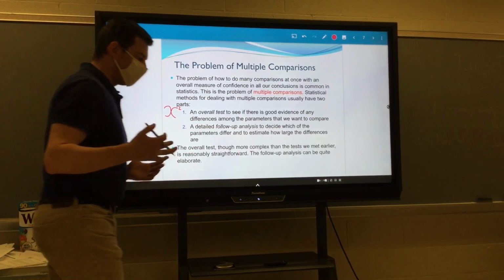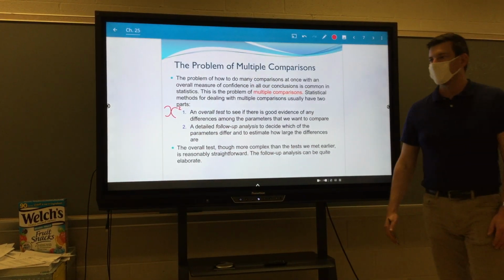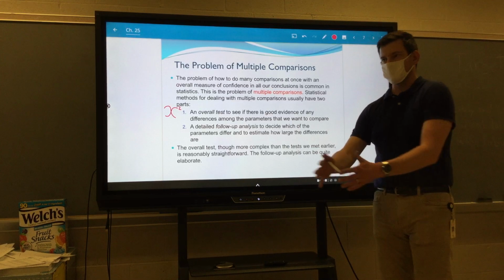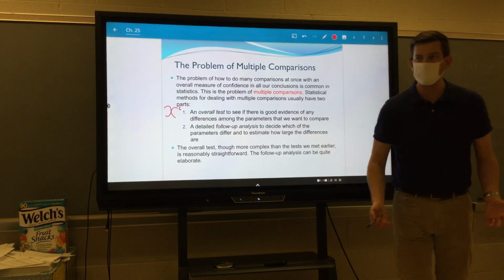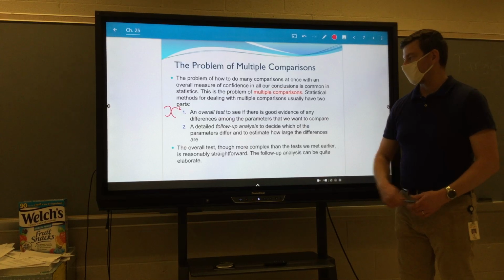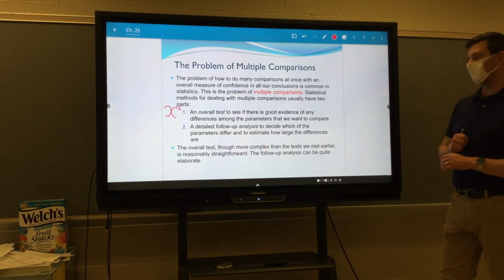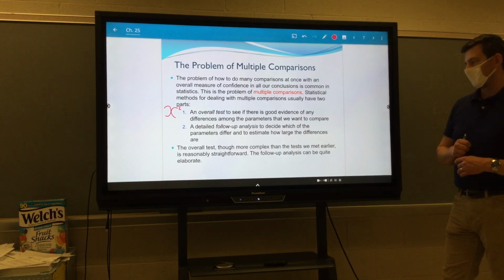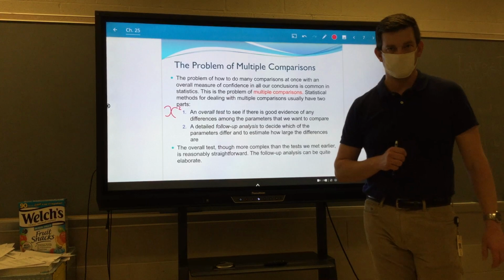But let's say we go through, we get a p-value that's less than 0.05. We reject the null, accept the alternative. There is a relationship. Now our work is just beginning. We have a detailed follow-up analysis to decide which of the parameters differ and to estimate how large those differences are.